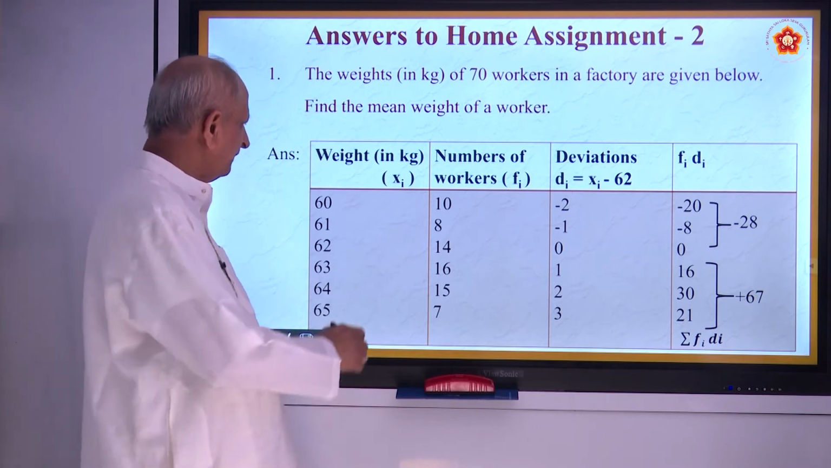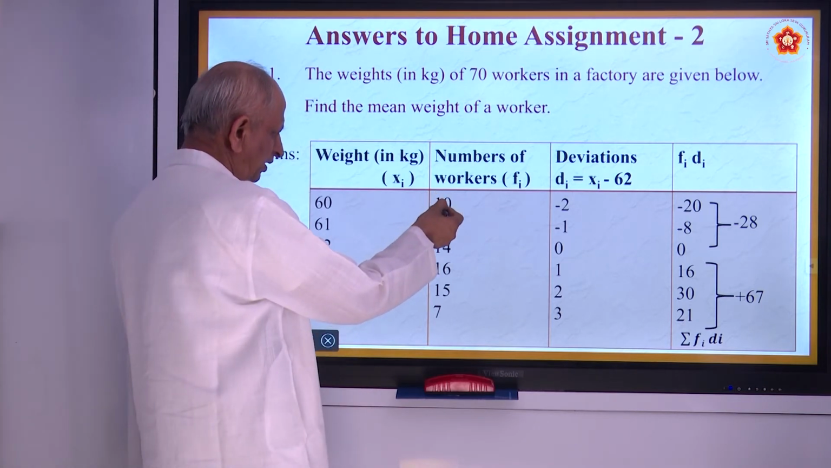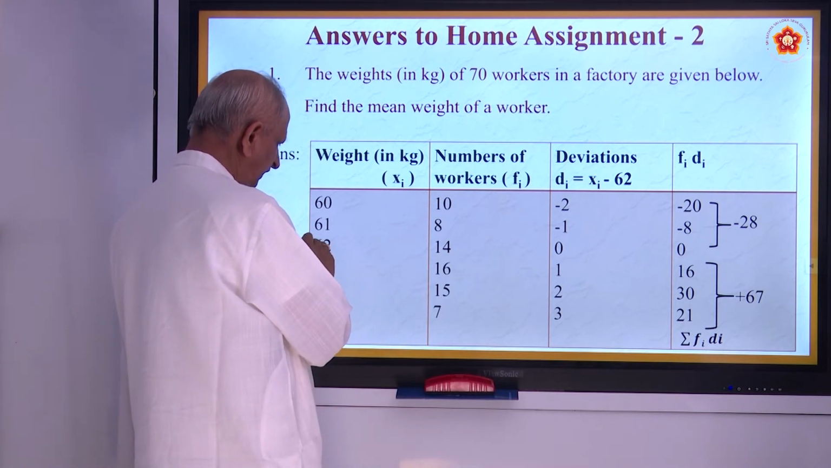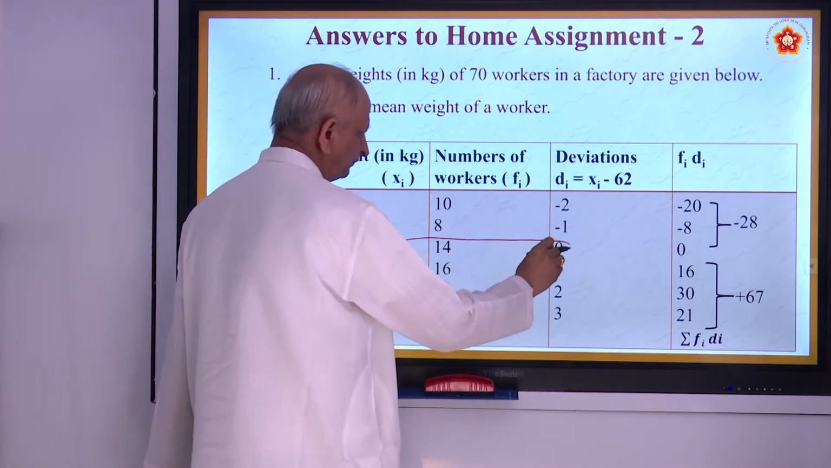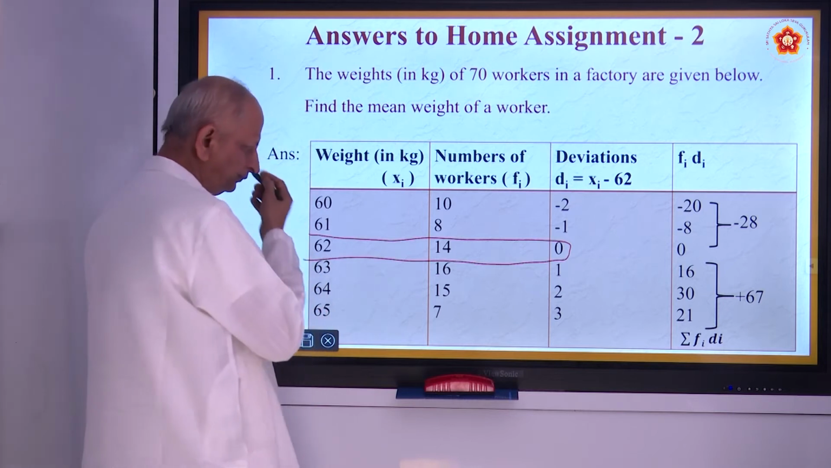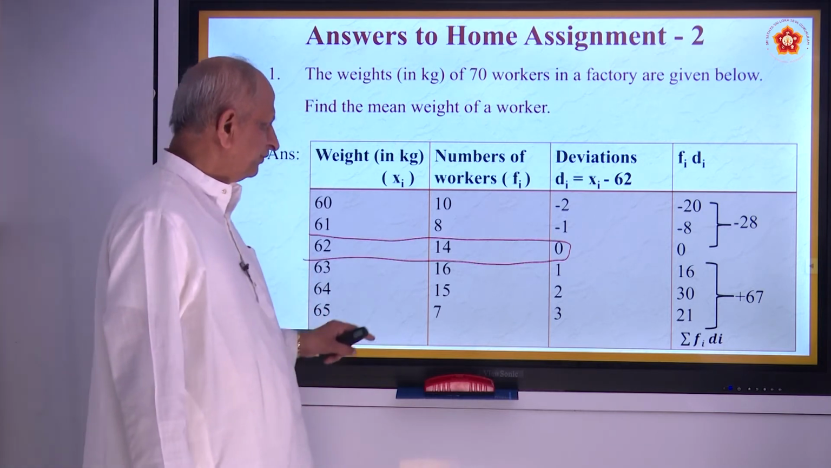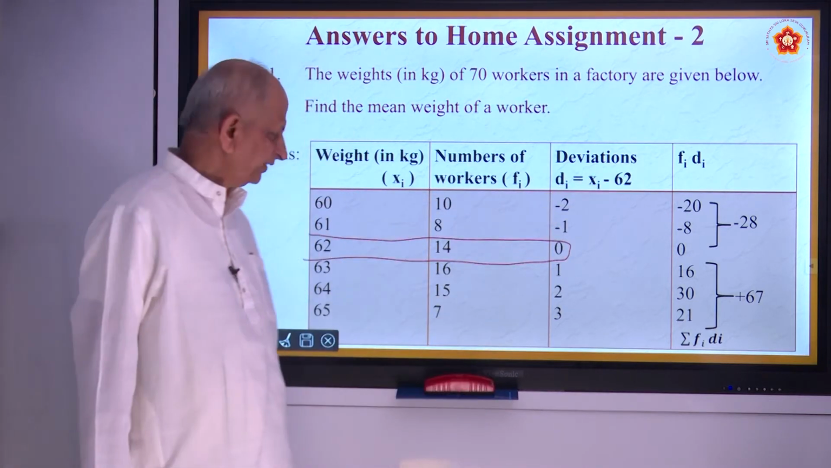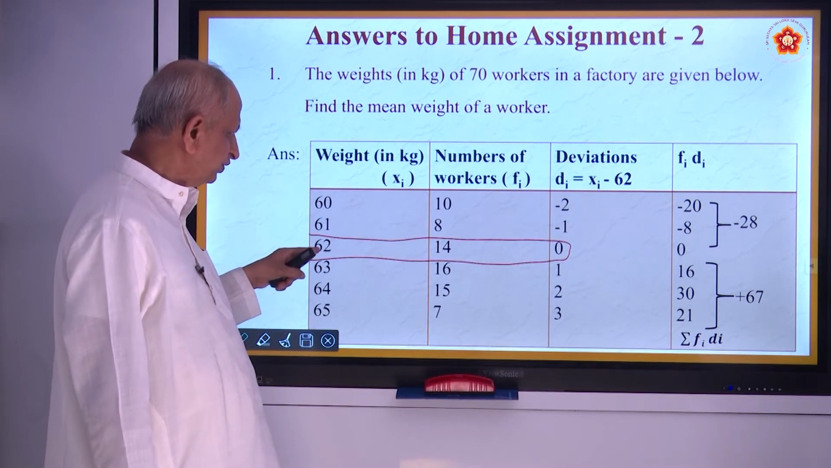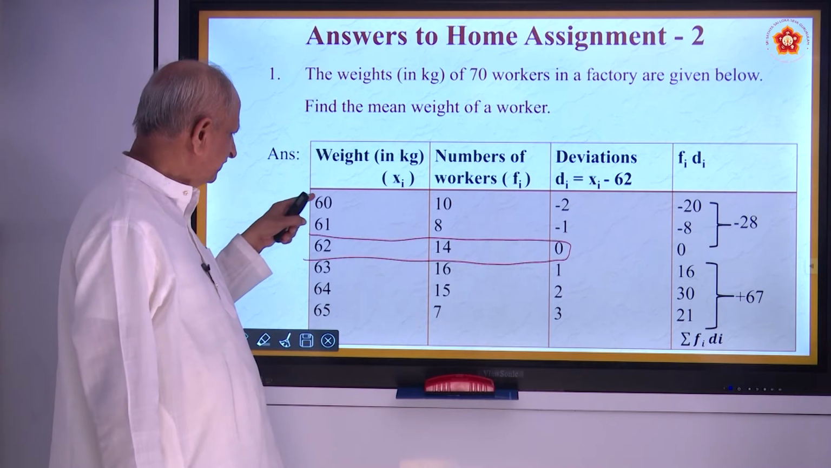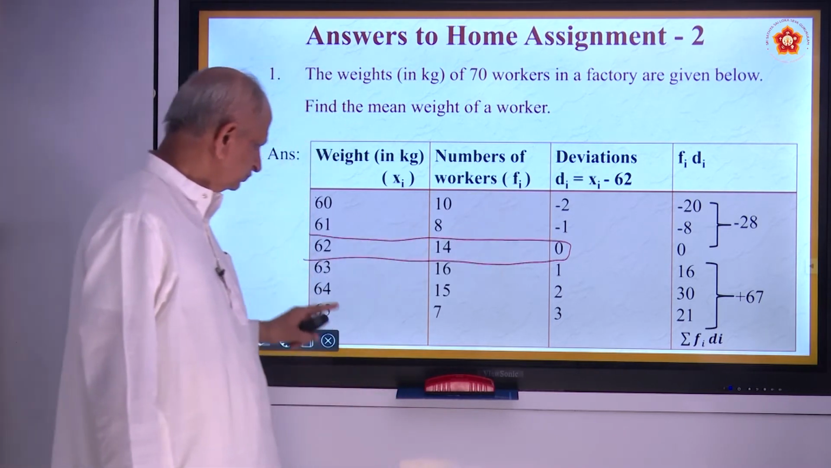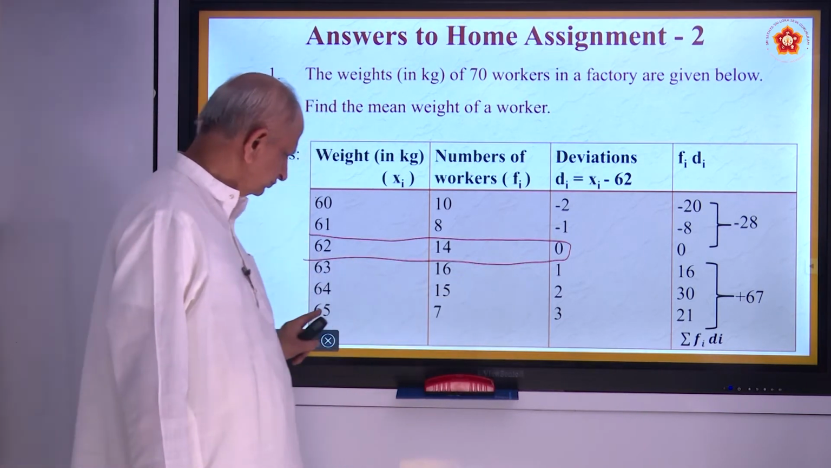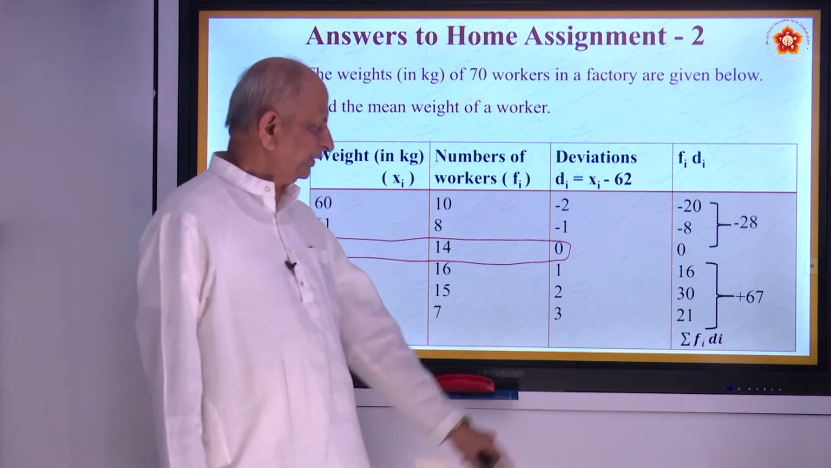Now you are finding deviation. For that you are assuming a mean. Here the assumed mean is 62. From that you have to see deviations, so xi minus 62. Xi is 61 here, minus 62, that is minus 1. 60 minus 62 is minus 2. 63 minus 62 is plus 1. Similarly, this is plus 2, and this is plus 3.